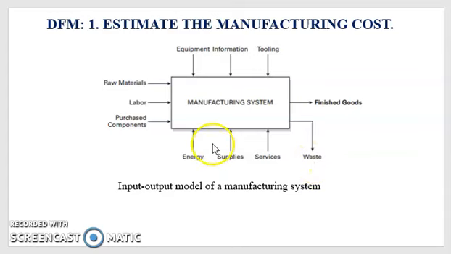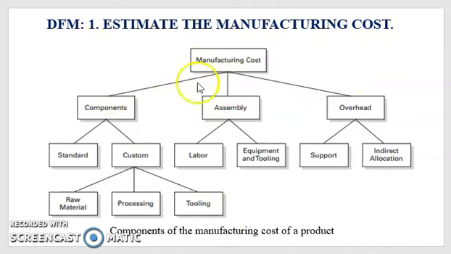Manufacturing cost is defined as unit manufacturing cost. It is obtained by dividing the total manufacturing cost for a quarter or a complete year by the number of units of the product manufactured in the same time. This figure categorizes the components of manufacturing cost under three main headings, namely component cost, assembly cost, and overhead cost.